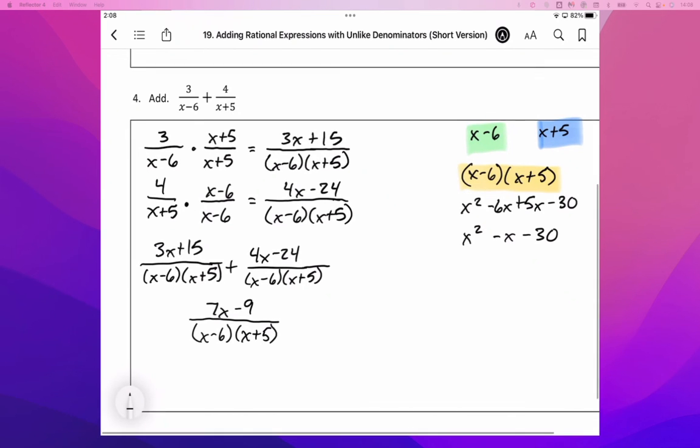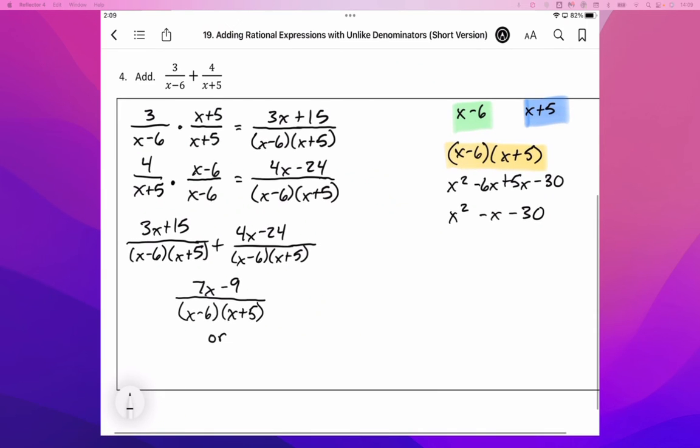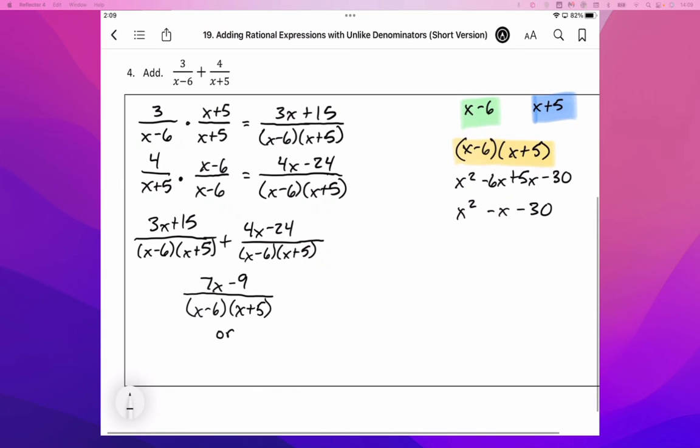Now there's nothing I can factor out of the numerator. The denominator is already factored. We see there's nothing that can cancel. And so the only other way that you could do this is you could multiply the bottom out, which would give us that x squared minus x minus 30 that we saw earlier.